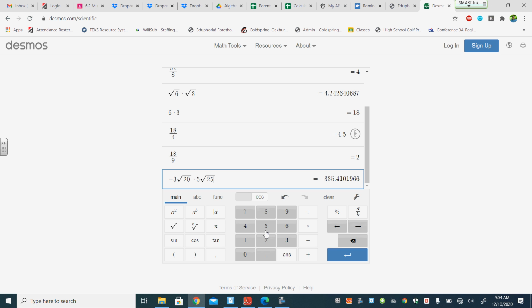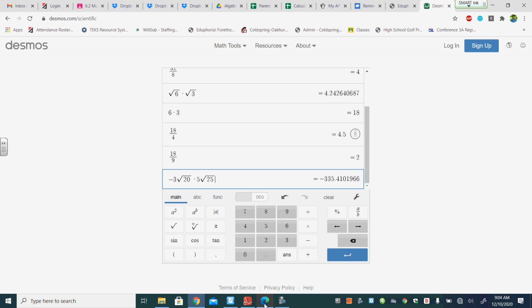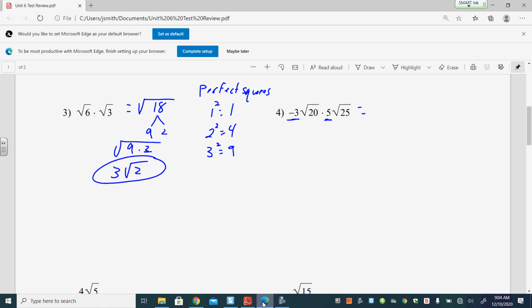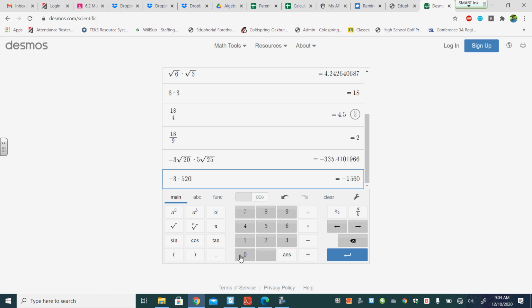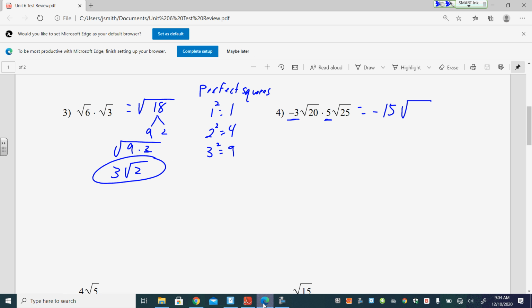So here's what we can do. We can then just multiply it. So we're going to multiply the outside numbers, which is negative 3 times 5. So I come over here. Negative 3 times 5 gives me negative 15. And then I can do 20 times 25. 20 times 25 gives me 500. So I get 500. And now I'm going to try to divide by all my numbers.